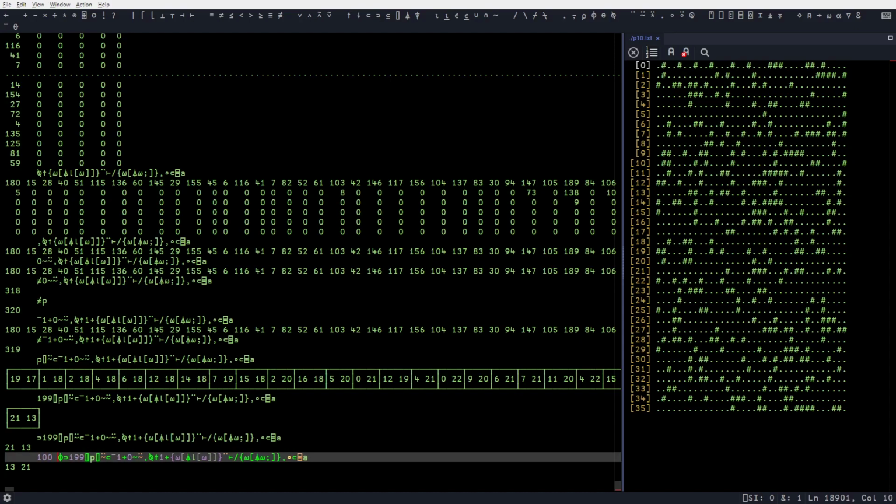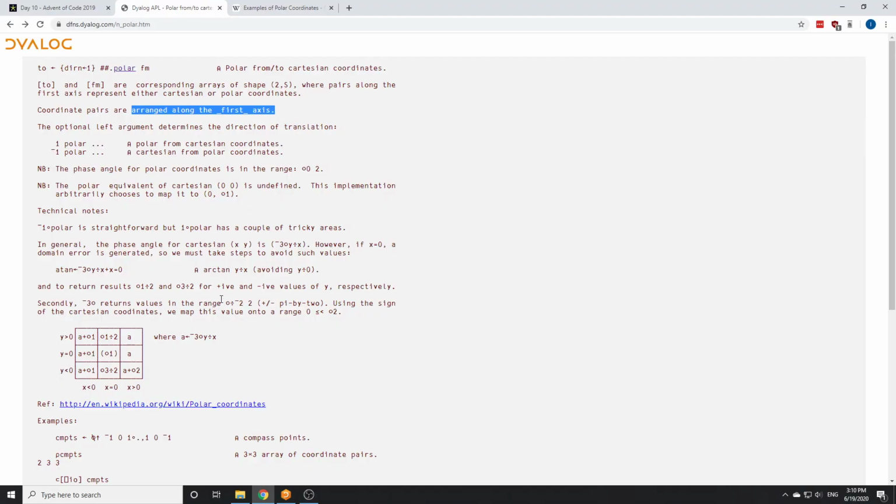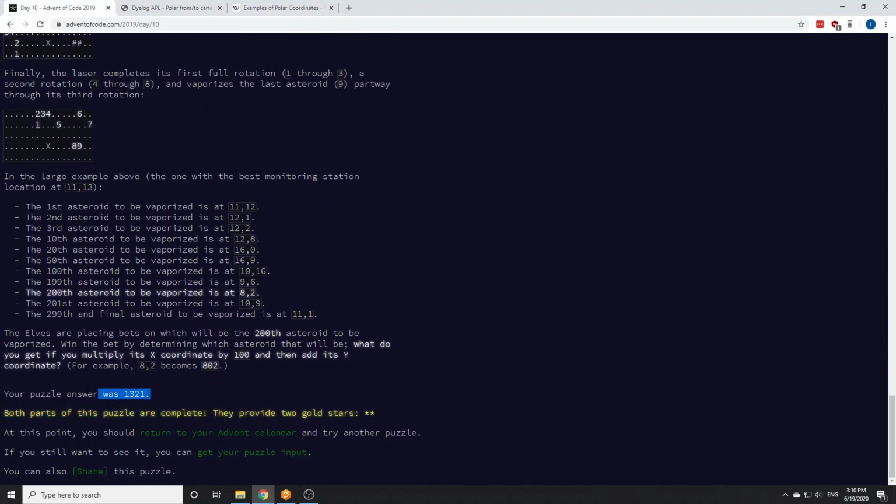And then the instructions call for us to multiply the first number by 100 and add them together. And that gives us 1321, which is the answer here.